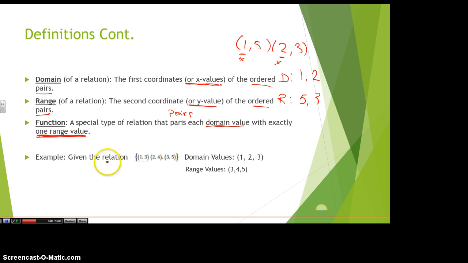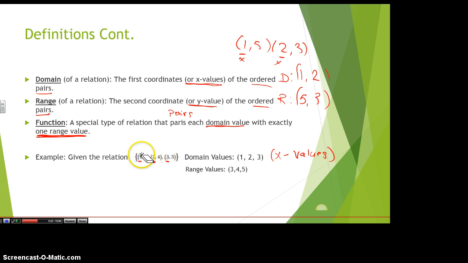So here we have a relation: (1, 3), (2, 4), and (3, 5). They want us to give the domain values. When you're writing the domain and the range values, they do need to be in parentheses. So these up here need to be in parentheses. Here we have the values in parentheses. Remember, the domain values represent your x values. So my x values are going to be 1, 2, and 3.